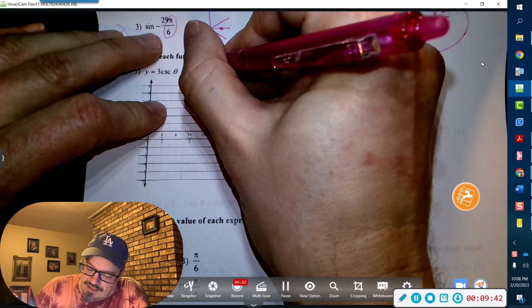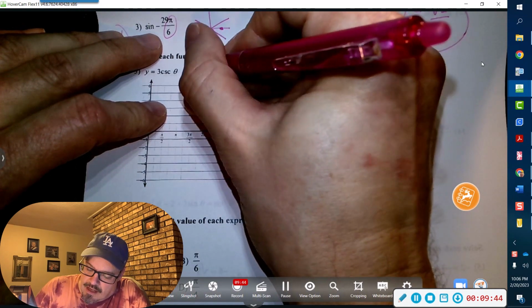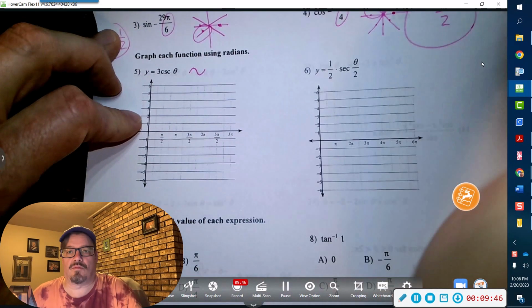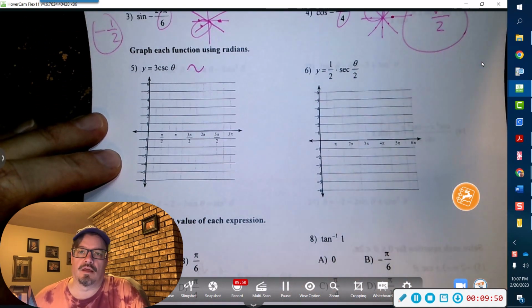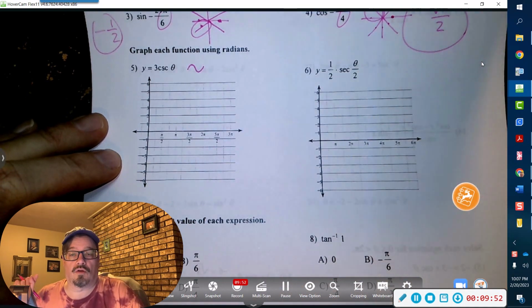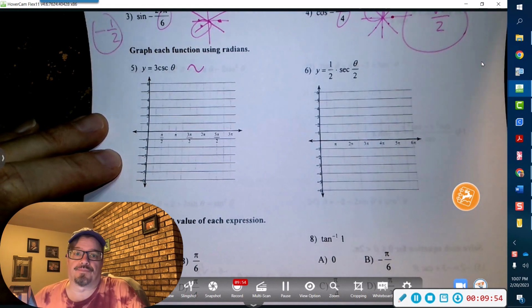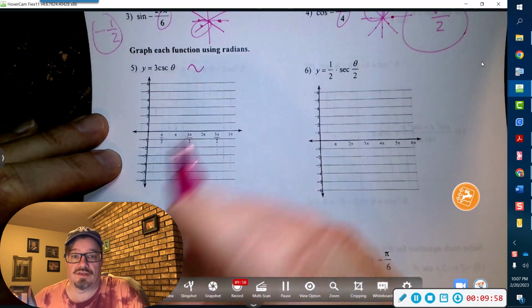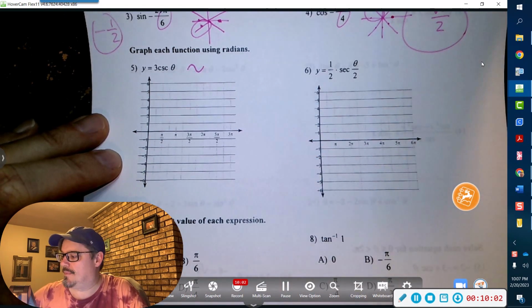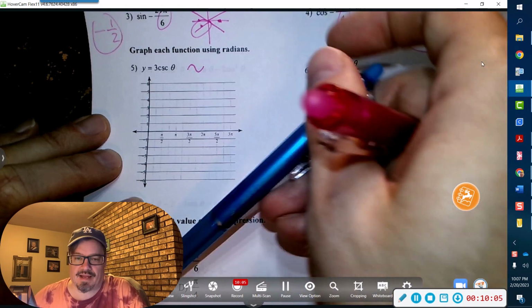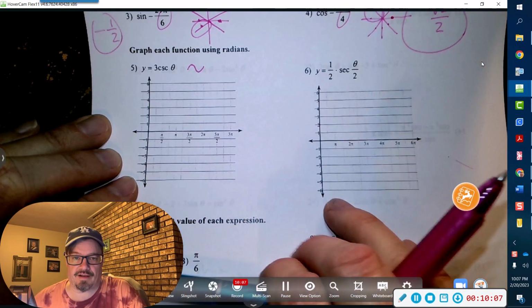Now if you remember, sine looks like this. I have never committed to memory what cosecant looks like, never. All I've ever done is know and graph what it is not. So let's graph sine as it normally would be if it was 3 sine theta. And I'm going to make sure that I graph my guy in blue. My final answer will be in blue.